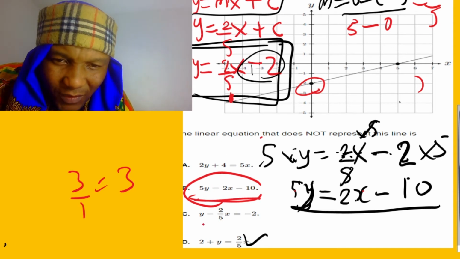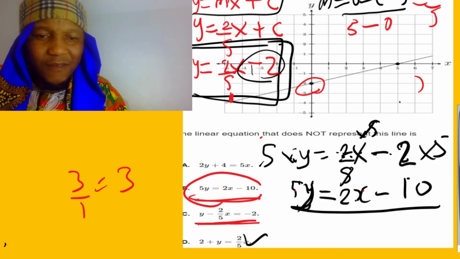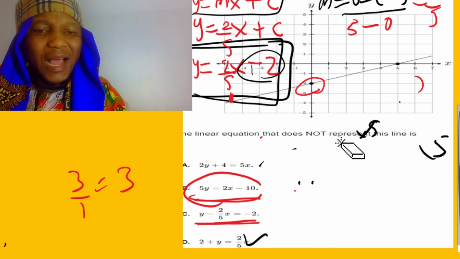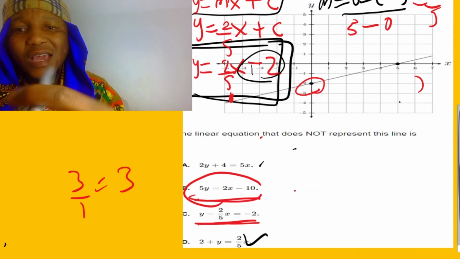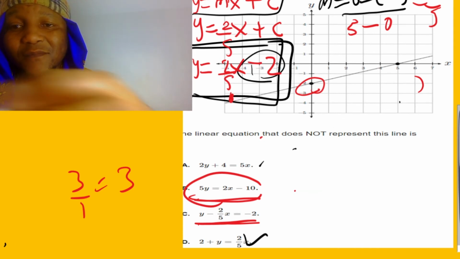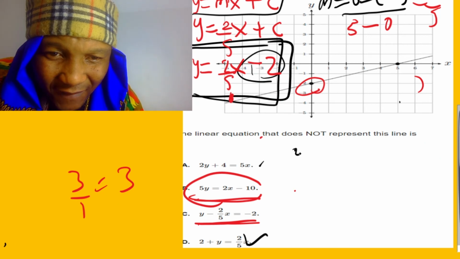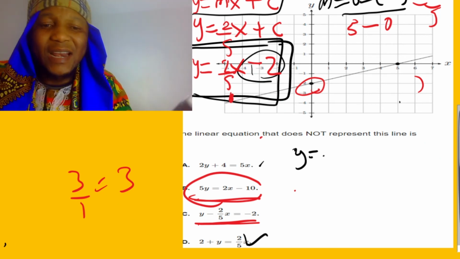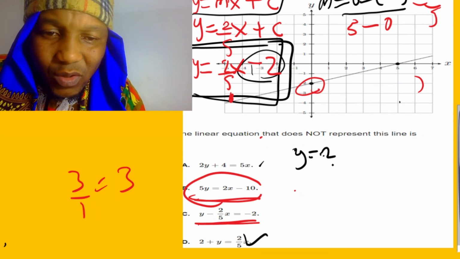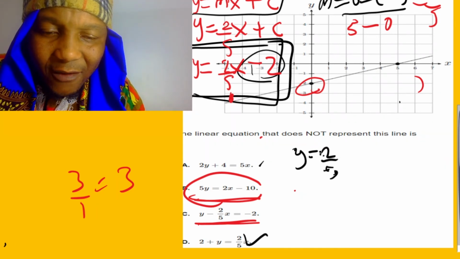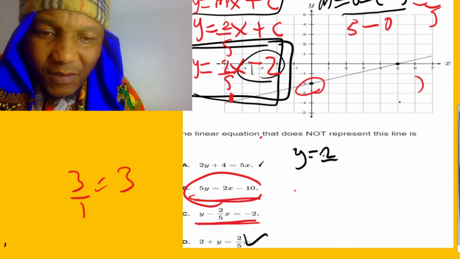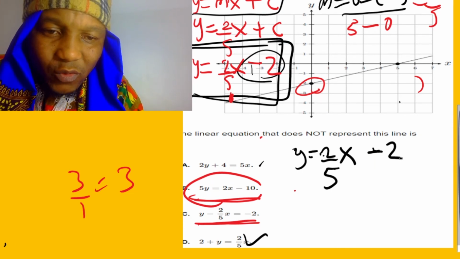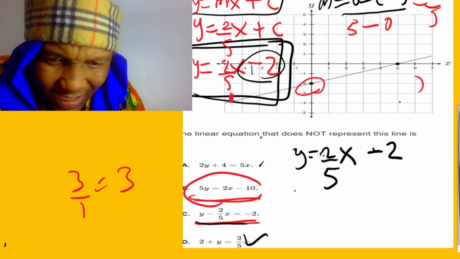Now, what about this one? Let's see. Okay, let me just see. Let's erase. We rearrange the original answer and see which is going to give you the same answer. Okay, so it's y. That's our answer, right? We got it as an equation of a line, but we rearrange to see which is the correct answer. Okay, 2 over 5 x minus 2. Can you arrange it like that?